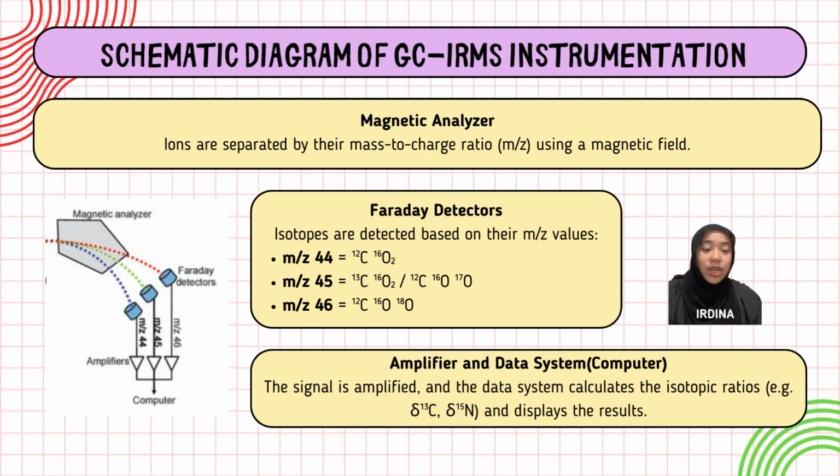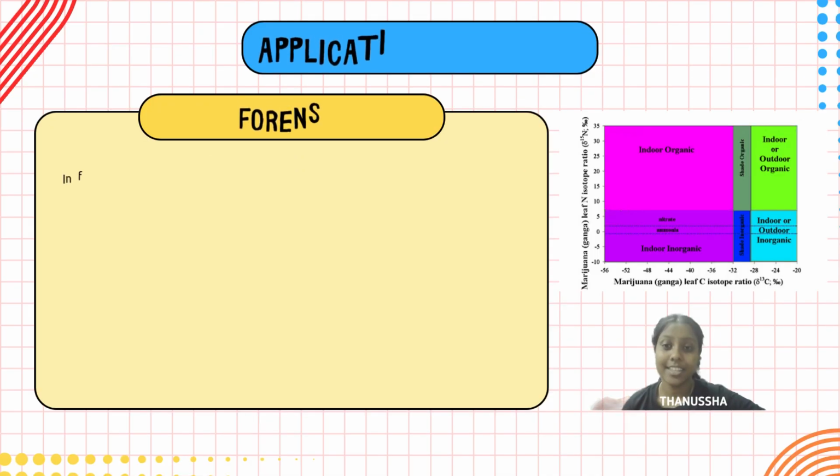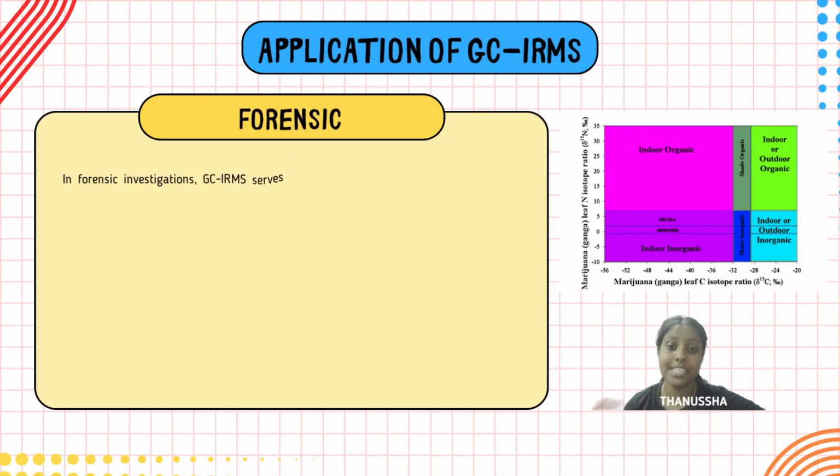Okay, so lastly, the ionized ions will go through the amplifier and data system, which is our computer. The signal is amplified in the amplifier, and then the data system will calculate the isotope ratios and display the result. Now, I'm going to explain the applications of GC-IRMS.